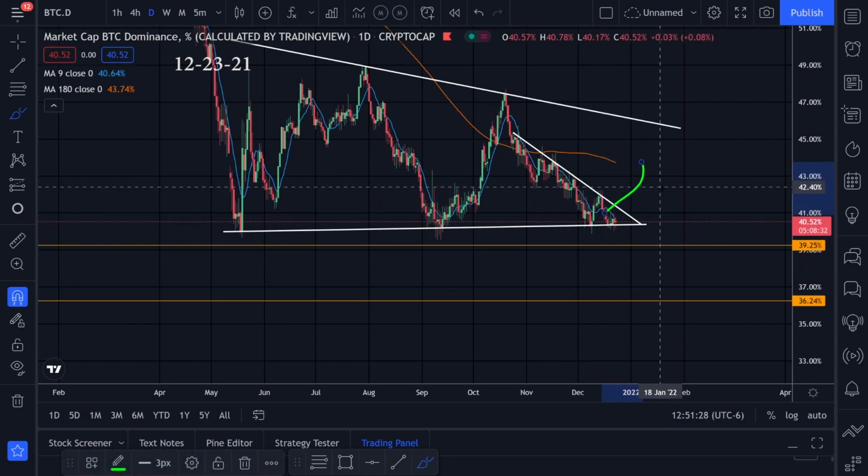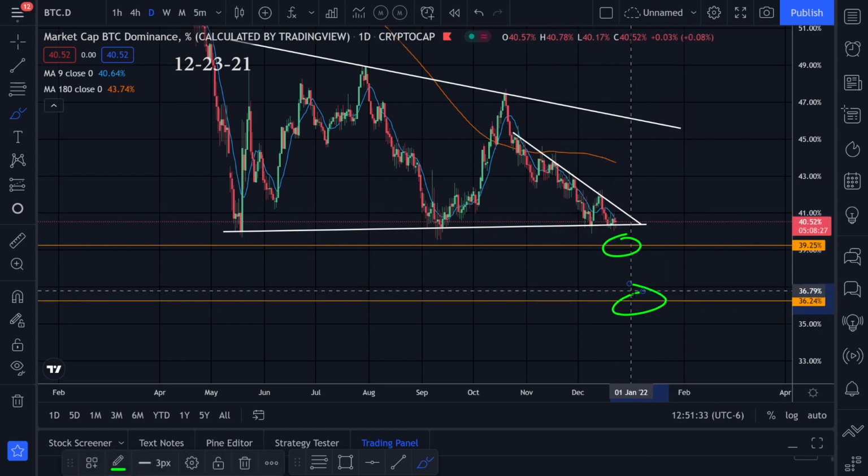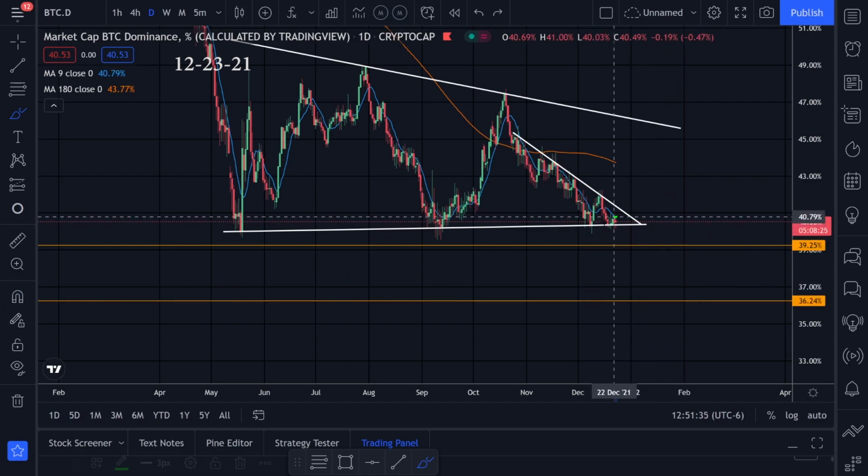If we break up, it's going to be Bitcoin dominance. If it's going to break down, then it's going to look like another altcoin season possibly. And we already are seeing a little altcoin season. Some of these altcoins are popping.